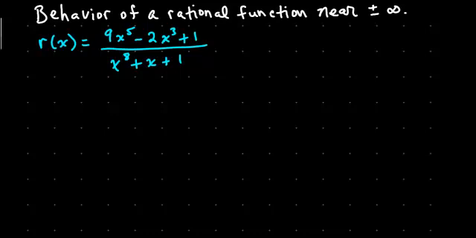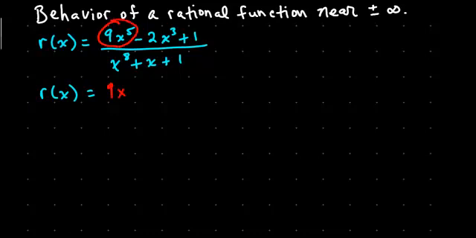Here we have this rational function you see here, 9x to the fifth minus 2x cubed plus 1, all divided by x to the eighth plus x plus 1. And to analyze this function near plus or minus infinity, there's a little trick we always do, and it's going to be this. R of x equals, factor out the biggest term, that is up here. We'll factor out 9x to the fifth.